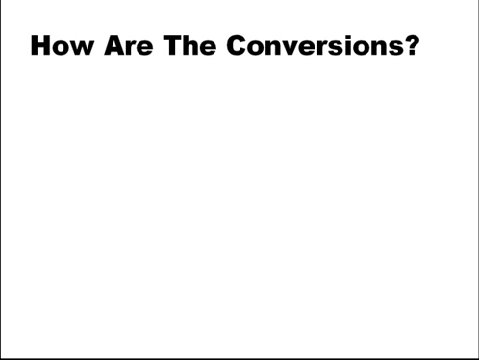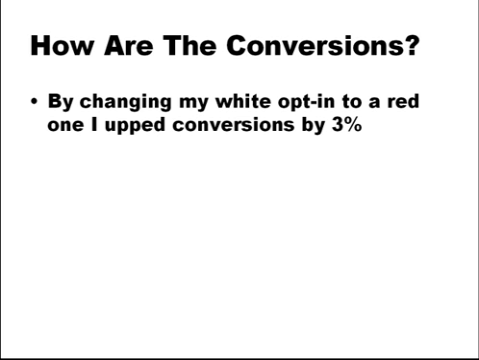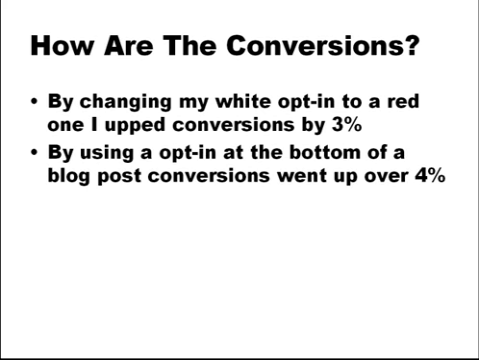How are the conversions? I'm going to tell you exactly what my conversions were when I started doing these. By changing my white opt-in box to a red one, I upped my conversions by 3%. This is on just one of my blogs. By using an opt-in at the bottom of a blog post, conversions went up by 4%.